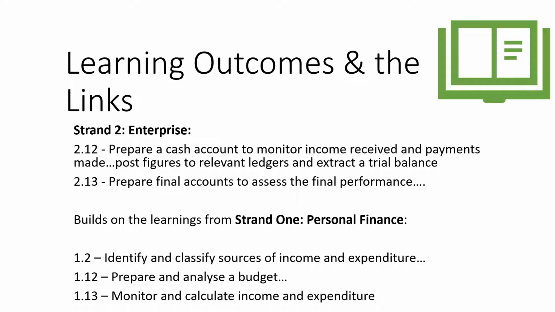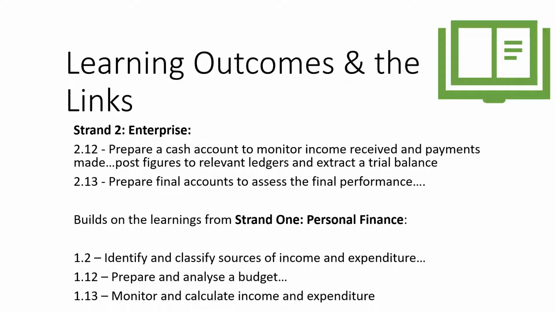The learning outcomes that are specific to accounting are found in Strand 2 Enterprise. 2.12: Prepare a cash account to monitor income received and payments made, post figures to relevant ledgers, and extract a trial balance. And 2.13: Prepare final accounts to assess the final performance.